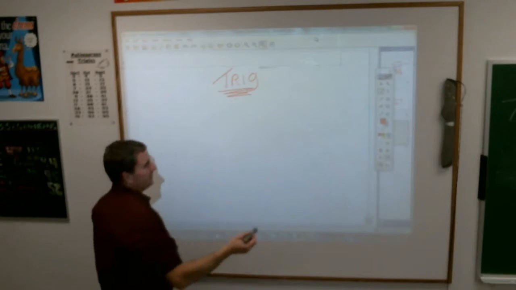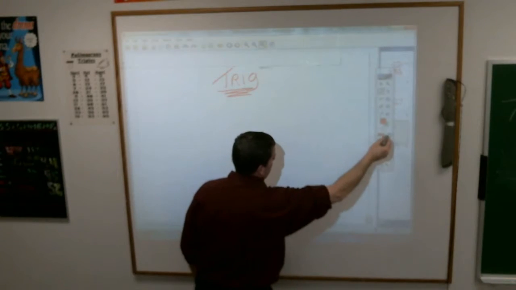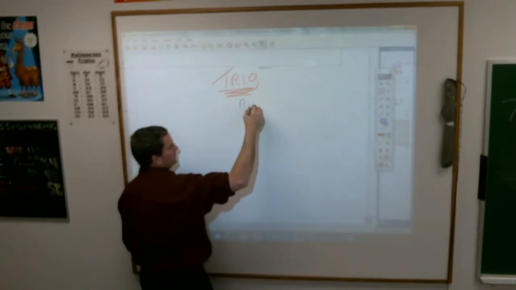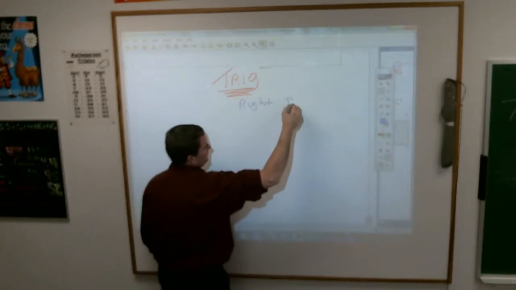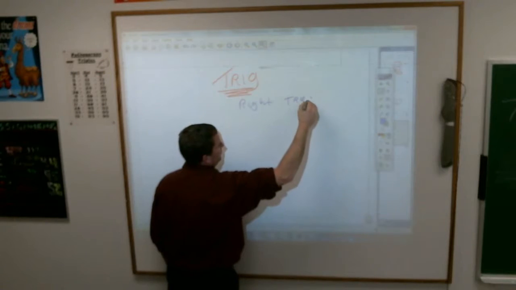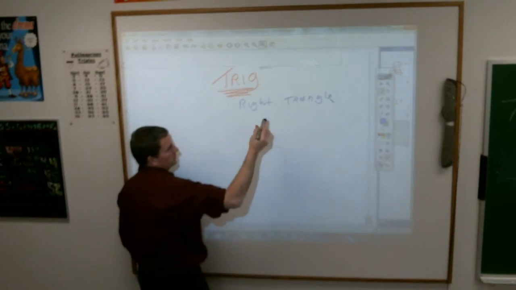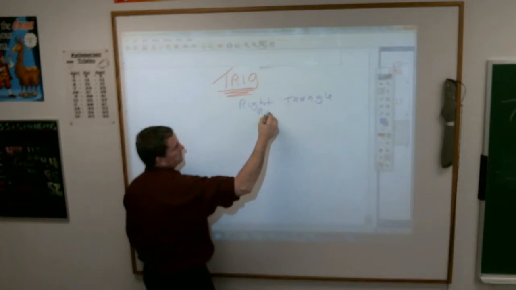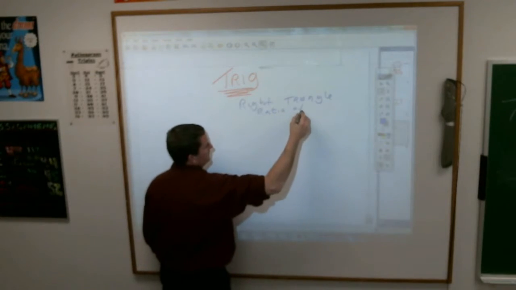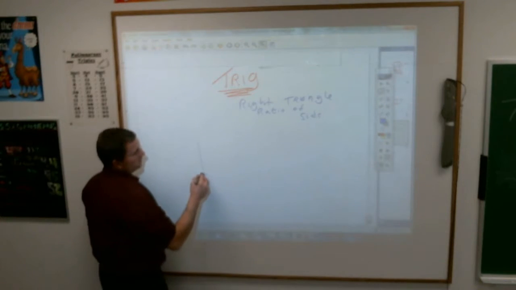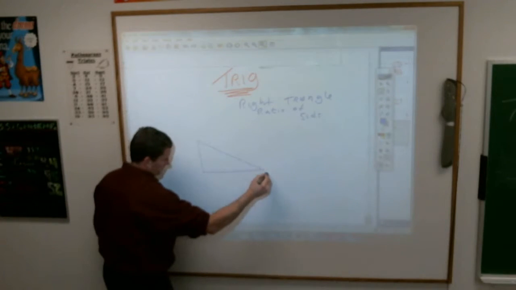First of all, trigonometry and the trig functions that we're doing here always deal with right triangles. And they always deal with the relationships or the ratios of the sides. Ratio of sides.